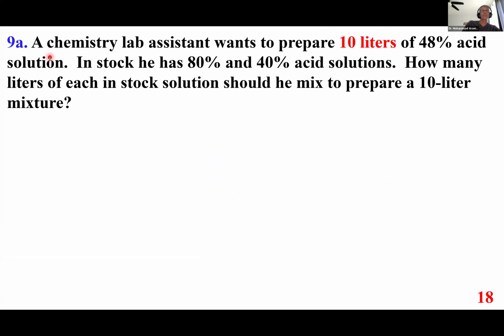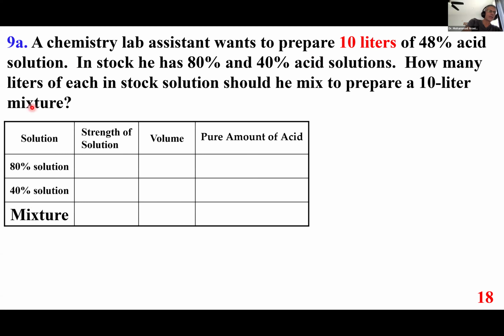A chemistry lab assistant wants to prepare 10 liters of 48% acid solution. In stock, he's got 80% and 40% acid solutions. How many liters of each in-stock solution should he mix to get a 10 liter mixture? So you have to have a table, everybody. The solutions are 80%, 40%, and there's a mixture which is 48%. So the strengths are 0.8, 0.4, and 0.48.